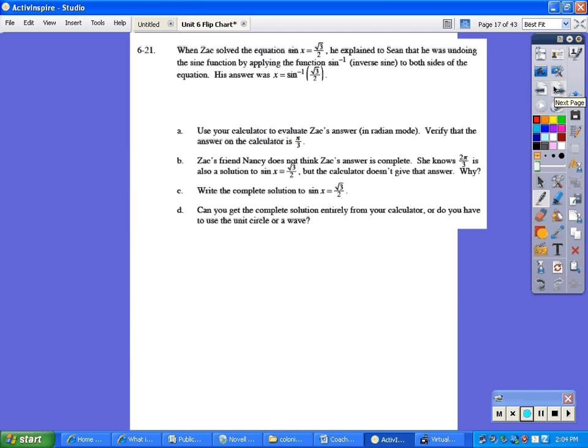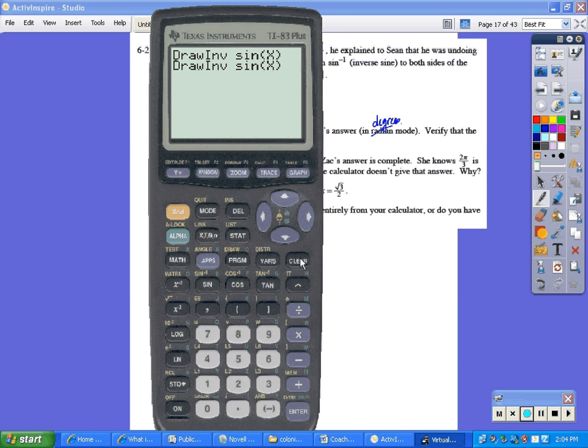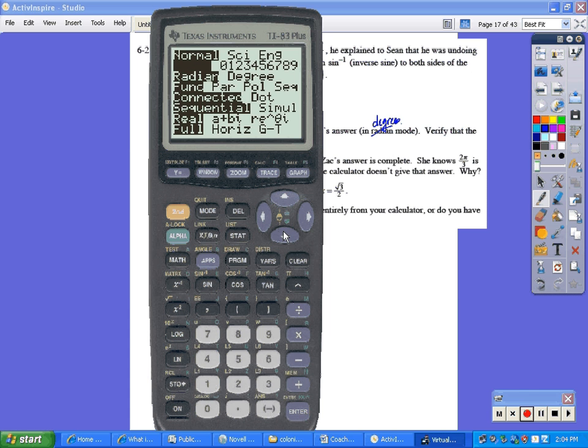Taking a look at number 21, Zach solved the equation sine of x equals √3/2. He explained to Sean that he was undoing the sine function by applying the inverse sine function. Use your calculator to evaluate Zach's answer in radian mode. We're going to do degree mode, because the radian mode will have the pi already factored in. That'll get a little confusing to look at. So make sure the mode of your calculator is in degrees.